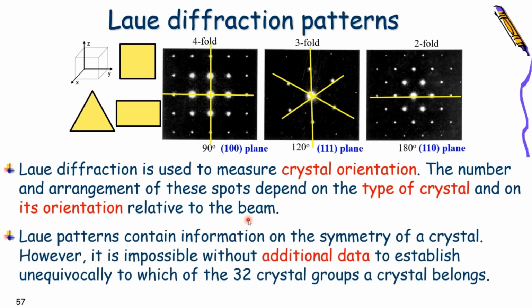So the Laue pattern contains information about the symmetry of a crystal. However, it is impossible without any additional data to establish unequivocally to which of the 32 crystal groups a crystal belongs.